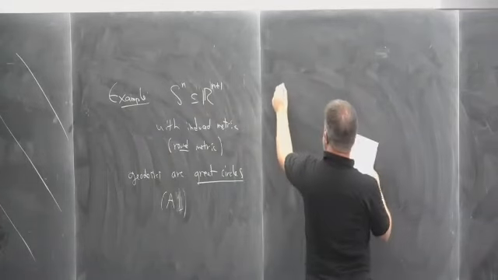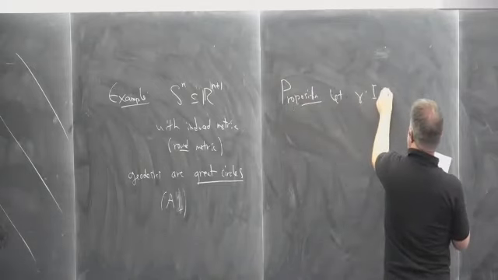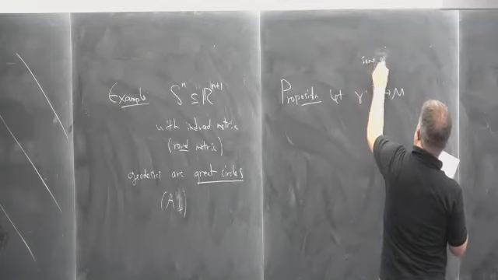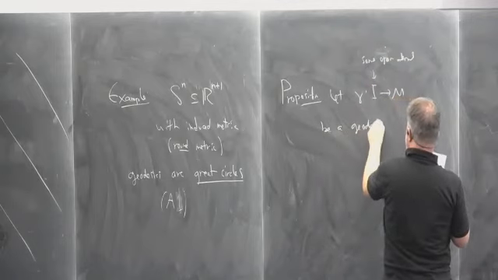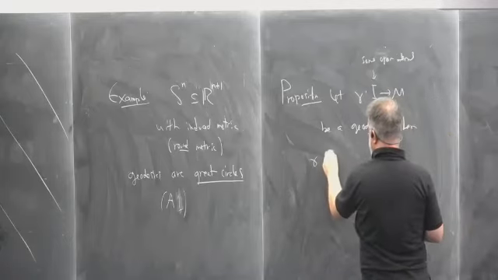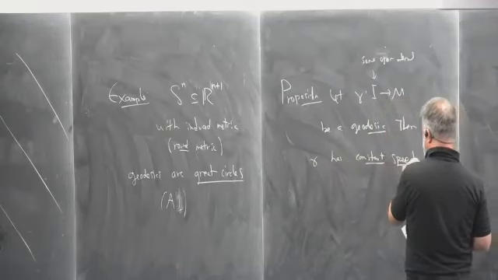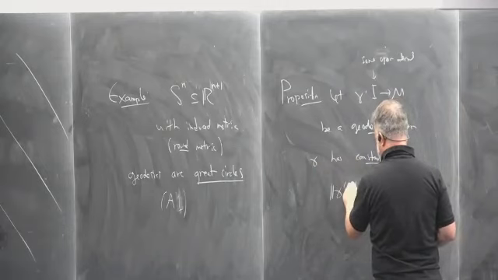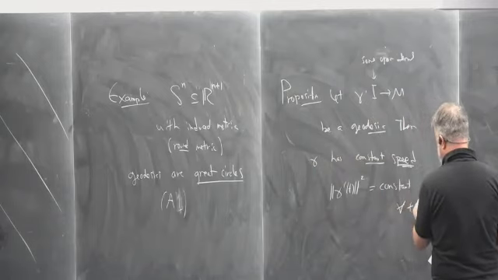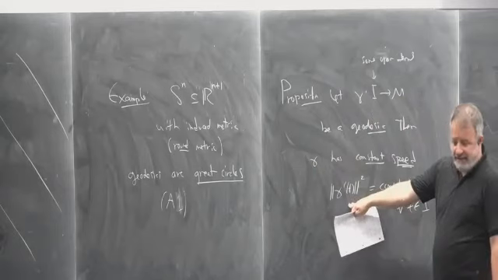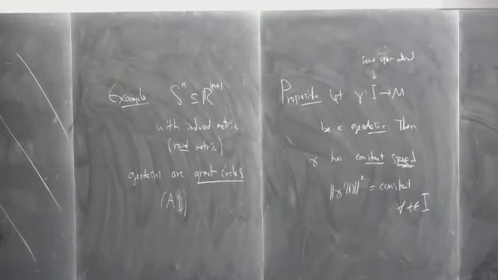Okay, but then here's a proposition. Let gamma from some open interval I in the reals to M be a geodesic, then gamma has constant speed. In other words, if I take gamma prime and take the length squared of this, this is constant for all t in I. This is a smooth, non-negative valued function of t. This is immediate from the definition of a geodesic.